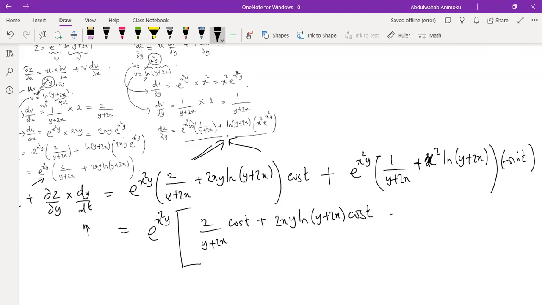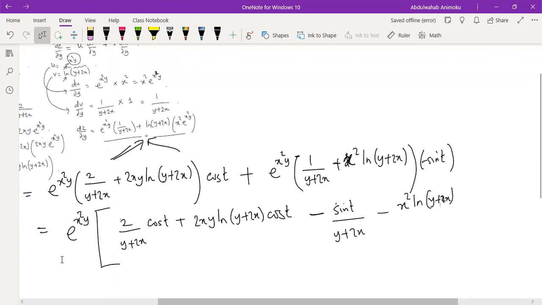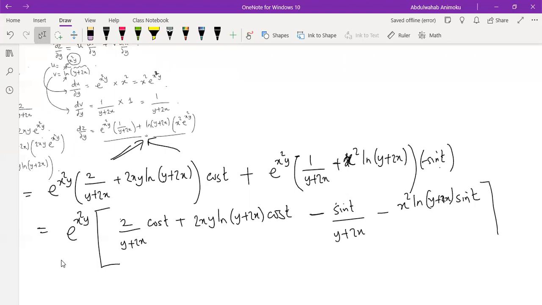Then you come to this side, we have minus sine t over y plus 2x minus x squared ln(y plus 2x). So let me shift a little bit to this side so that we can see the whole frame. 2x sine t. So I'm just expanding this and factorizing e raised to power x squared y out. So this will be the solution to the problem.